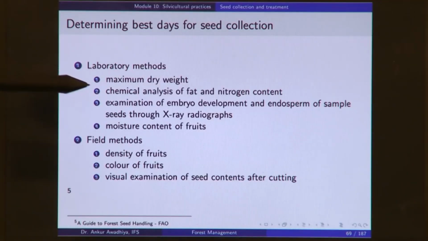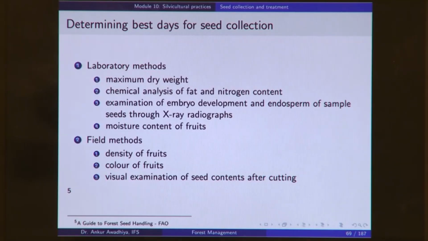Second is chemical analysis of fat and nitrogen content. So, in this case we compute what is the fat and nitrogen content in a mature seed, and every few days the seeds are collected and their fat and nitrogen content are computed in the laboratory. So, once it has reached that stage where it is mature, then it is a good day to collect the seed. Examination of embryo development and endosperm of sample seeds through X-ray radiographs.